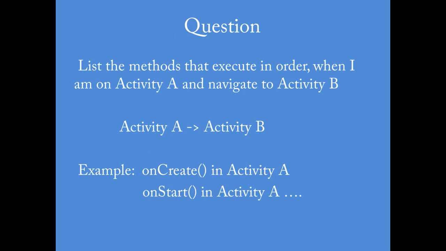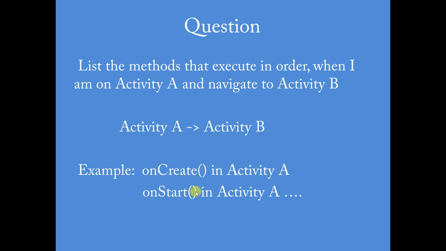Alright, now a question based on the activity lifecycle. Suppose I'm on activity A and I start the activity B. Can you list down the activity lifecycle methods in order that would be executed in both of the activities? Like here I gave an example. You should list down in the order, first, because I launched the activity A, onCreate in activity A would be called.